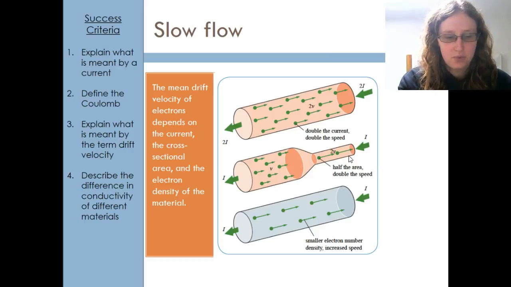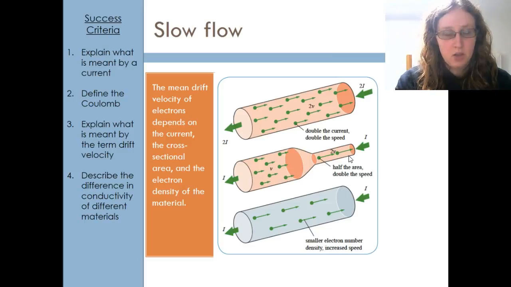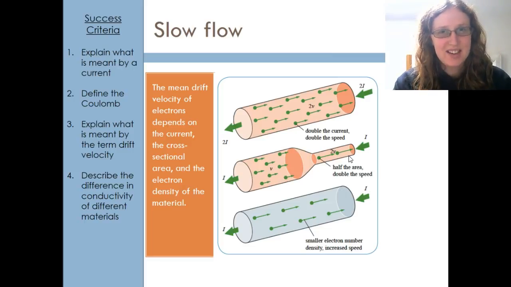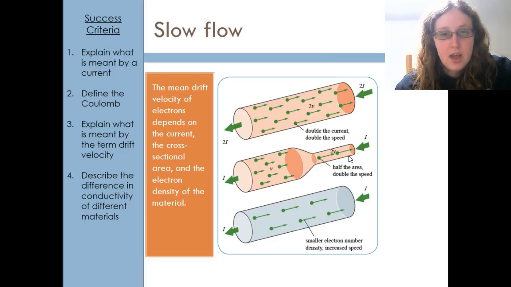I need to think about how V and A are related to each other. I had I equals A, N, E, V, so V equals I over A, N, E. I, E, and N are constant, so V is proportional to 1 over A. If I halve A, I'm going to double the velocity. So I'll be looking for the inverse proportional relationship there.